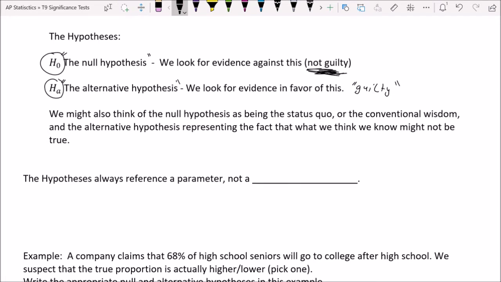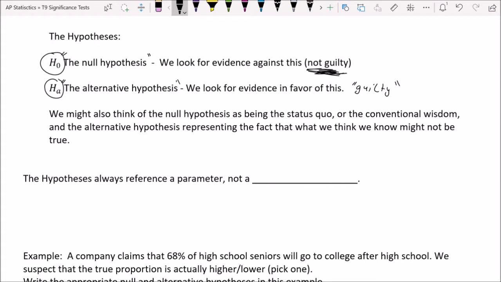guilty. Now, does it mean that the alternative hypothesis is true? Not necessarily. There's no such thing as true certainty in statistics. So what we're doing is taking the most reasonable conclusion based on the evidence and based on the data.